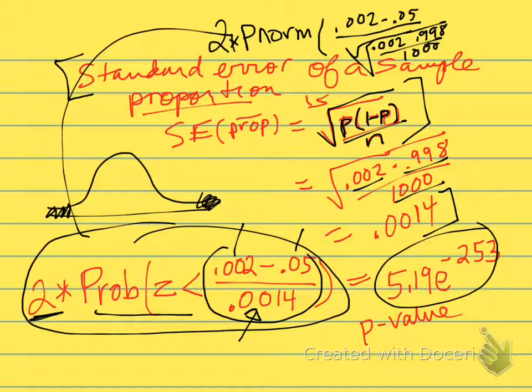So that's telling us that if we took a random sample of 1,000 people and we find that there were 2 dead, there's virtually no chance, right? There's of course always a chance, but it's 0.000 with 253 zeros, that's the chance that the true population proportion of dead people is 5%. It's just not possible given the sample that we have. So that's an example of a hypothesis test.